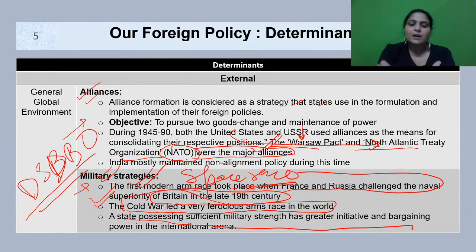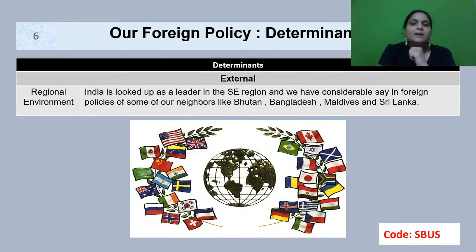Why? Because I have discussed in detail what makes a country a superpower, what the various parameters are on which superpower status is governed, and which countries are potential superpowers or which countries cannot be superpowers. So it's a very, very detailed lecture. Please go and have a look at it. You will be better able to understand the foreign policy, the external determinants of the foreign policy. What is the last external determinant? That is the regional environment.